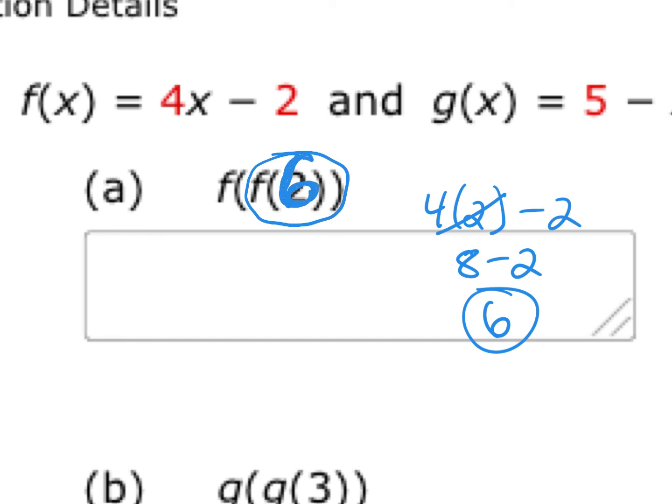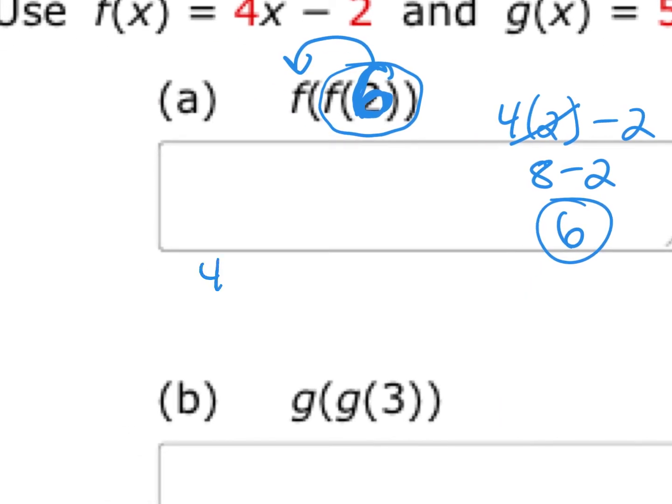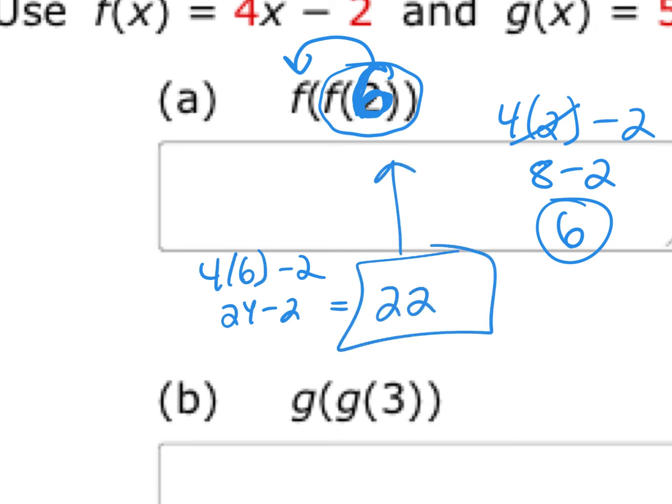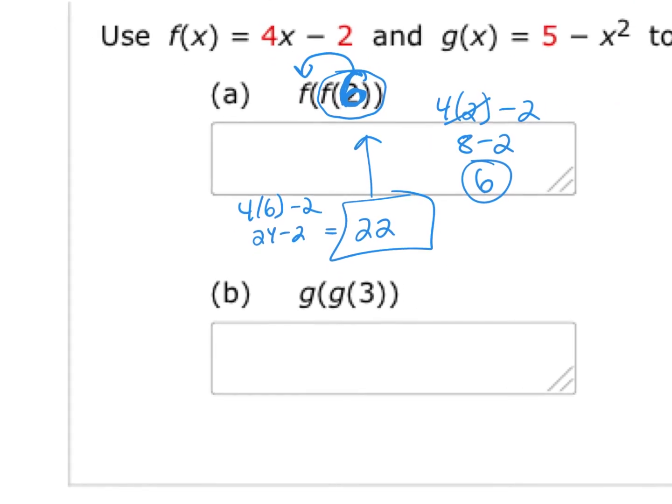Correct? Now, what am I supposed to do? Take the 6 and plug it into what function? The f again. So I have 4 times 6 minus 2. What is 4 times 6? 24 minus 2 is 22. So f of 2 equals 22. We work from the inside out. How did you know that your answer should have been a numerical answer? Because there's a number right here that's telling you to evaluate with. Do you guys see that?